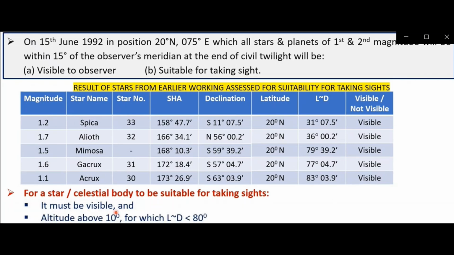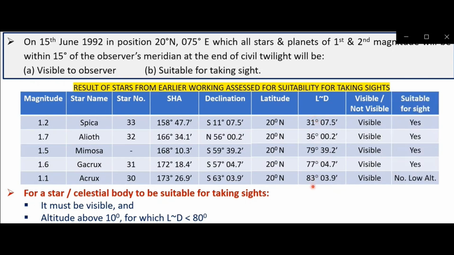Now if the altitude has to be more than 10 degrees, this L difference D has to be less than 80. So to assess the suitability for sight, we can make one more column and see in which cases L difference D is less than 80. And we see that the first 4 stars are all suitable for taking sight. The last, that is Acrux, though it is visible, is too low and is not suitable for sight.